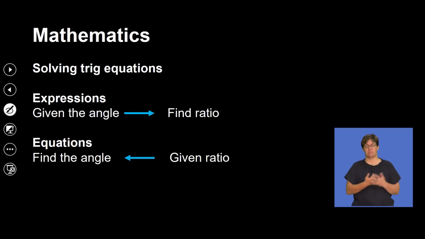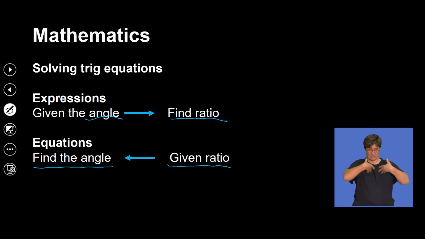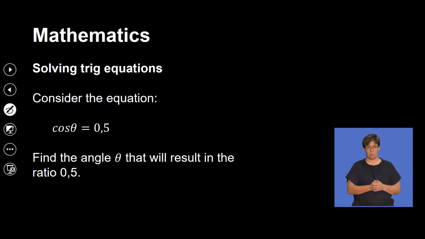Now, we're no longer dealing with expressions, we're now dealing with equations, right? Remember that when we're dealing with expressions, it's when I'm given the angle and I'm trying to find the ratio. But if I'm now given an equation, it's when I'm trying to find the angle and I'm given the ratio, right? Let's look at this in particular. Consider the ratio or the equation that I've given you down there. Find the angle theta that will result in the ratio being 0.5.